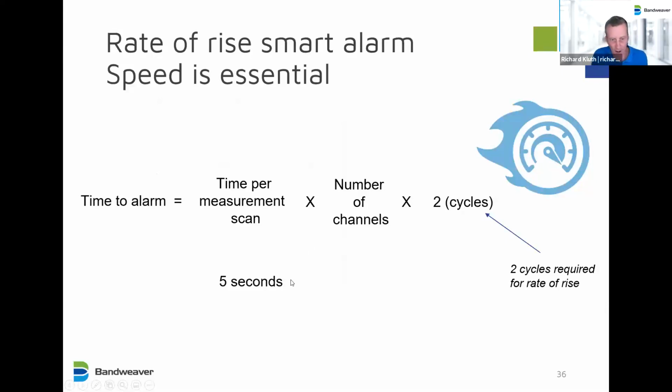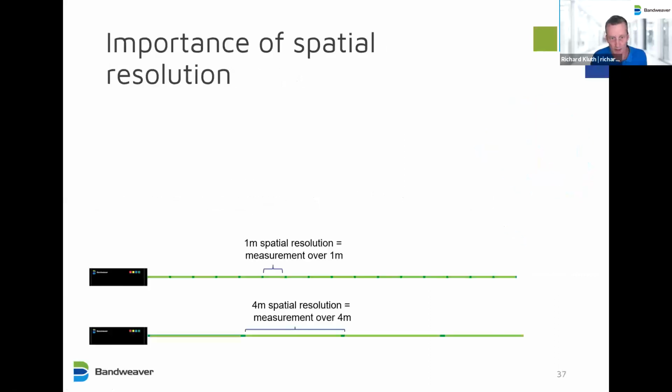If we have a 5-second measurement per scan, we have 4 channels, we have the 2 cycles for the rate of rise. This means it's 40 seconds between for you to alarm. And this is reasonable in most scenarios, but you wouldn't want to go much longer than that. So the FireLaser system by Bandweaver measurement time is 5 seconds. Some of our competitors go as high as 30 seconds, which means they cannot use multi-channel systems.